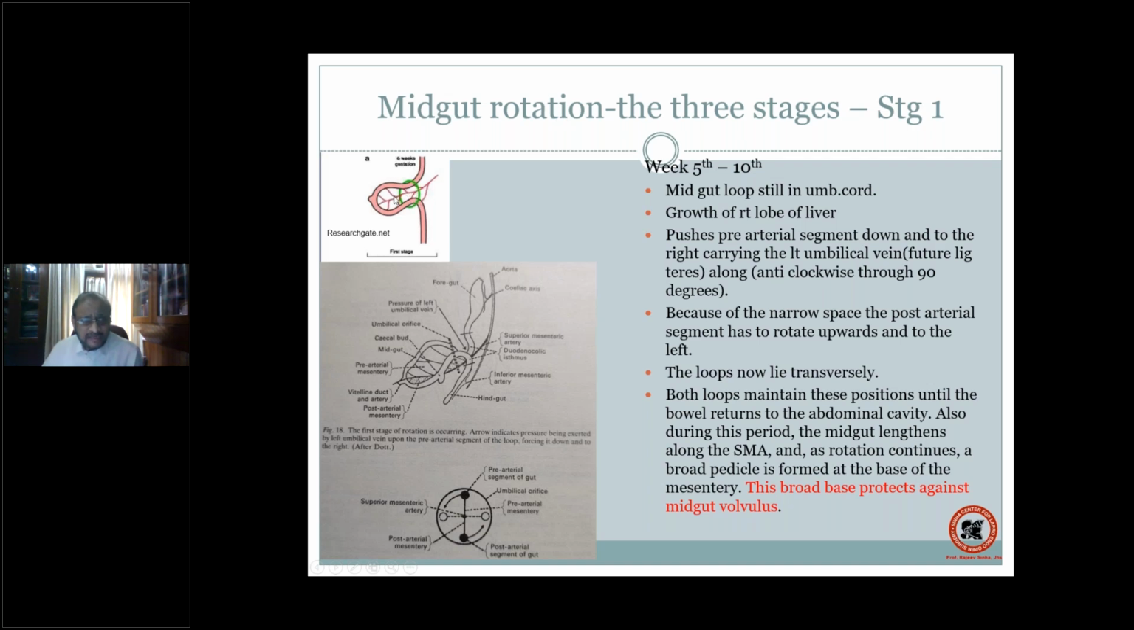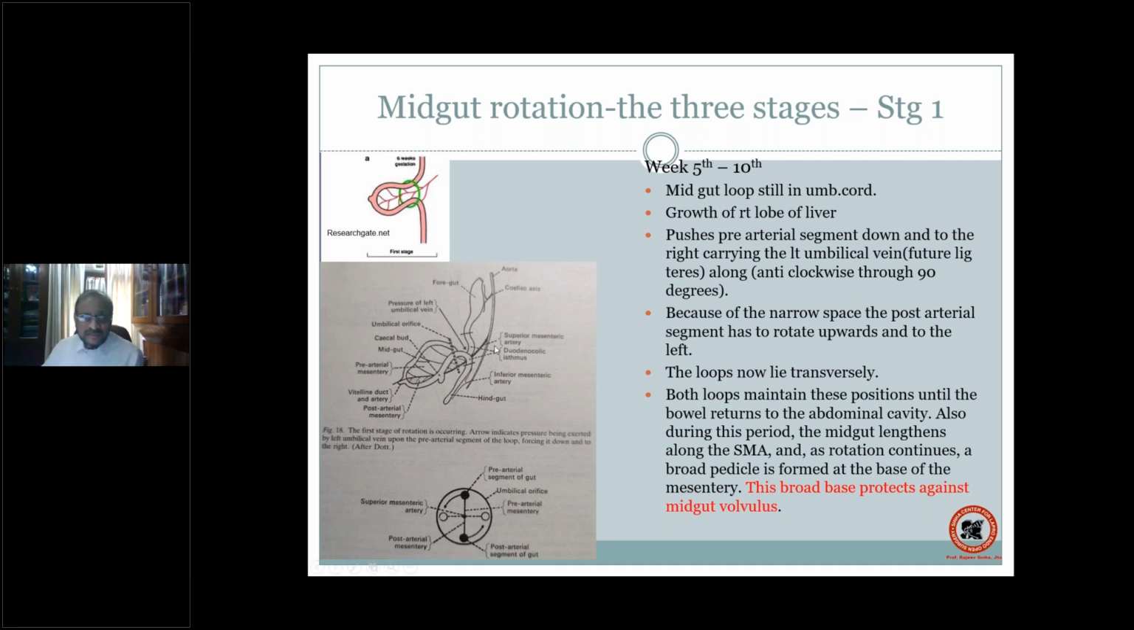So if you're going to push something down, this has to come up. So when the prearterial segment goes down, at the same time, the postarterial segment is going to move up. So instead of the sagittal orientation before the rotation started, now you have a transverse orientation. Initially the pre-arterial and post-arterial were lying sagittally inside the umbilicus, and now they are lying transversely. So they have rotated anti-clockwise by 90 degrees.